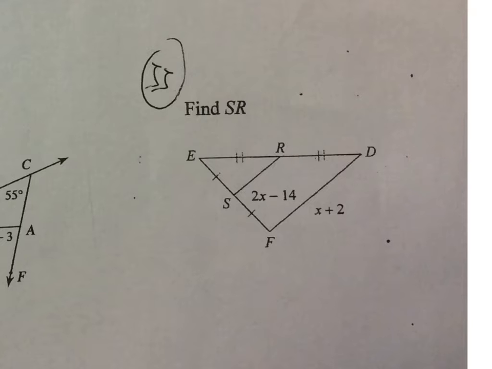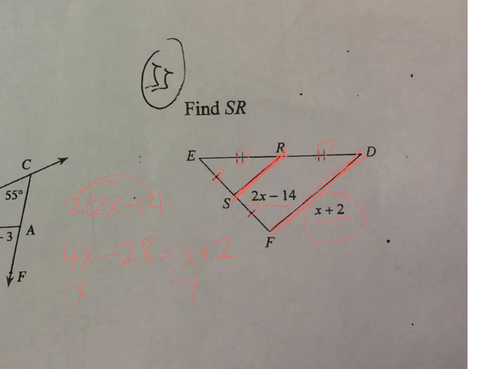This one is asking us to find the segment length of SR. So I noticed that these two are singles and these two are doubles, which makes this line right here a mid-segment. And I know that a mid-segment is half as long as the base part. So I can say 2 of these is equal to 1 of those. So I'm just going to distribute, giving me 4x minus 28 is equal to this x plus 2.